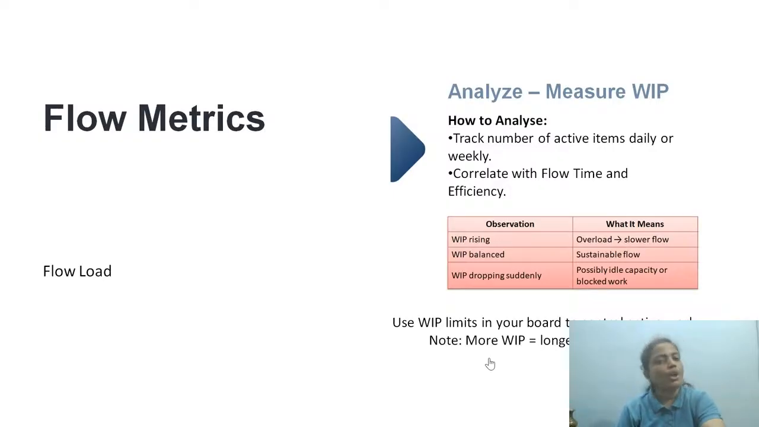More WIP limit, longer delivery time. Because flow time is going to increase, and if the efficiency is going to reduce, then you cannot make faster releases. That's the core outcome that you are going to get. Use WIP limits in your board. If you are using a Kanban board, you have the option to set the WIP limit. For example, in review, you can have three items at a time. You cannot push the fourth item there until something is done. It's basically a pull-based system, right? You cannot push it from the other side.